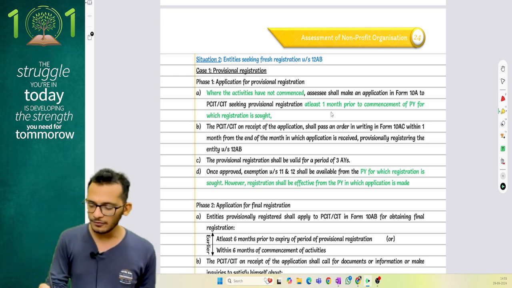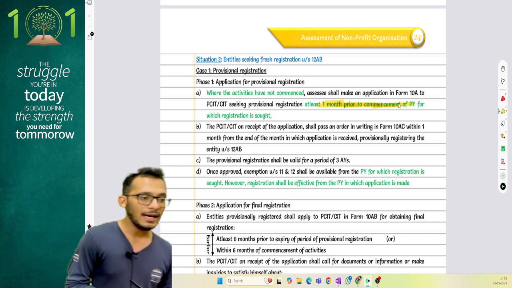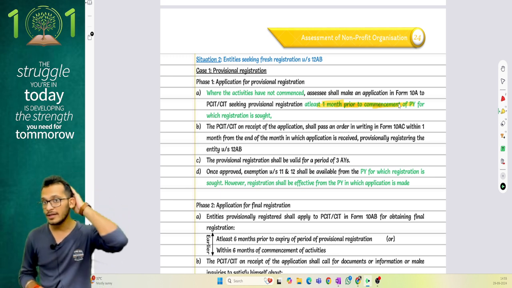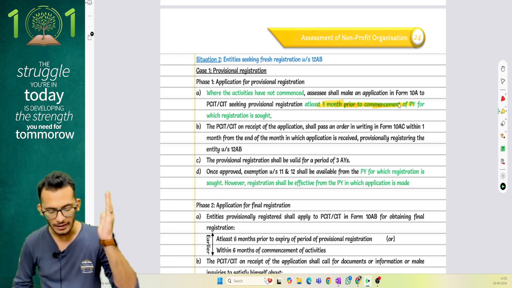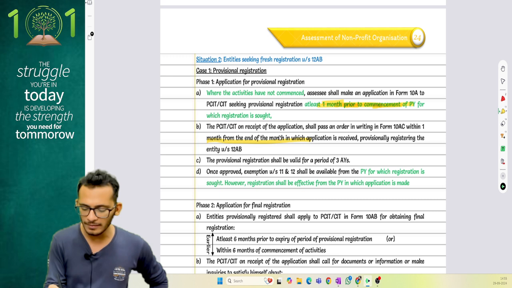Where I'll say that 1 month prior to the start of the previous year, you will have to make an application to me and tell me that you have not even started your activities right now, but would need a provisional registration for you to set yourself up. Yes, after receiving the application, the PCIT or the CIT, within 1 month from the end of the month in which the application is received, will grant you a provisional registration.